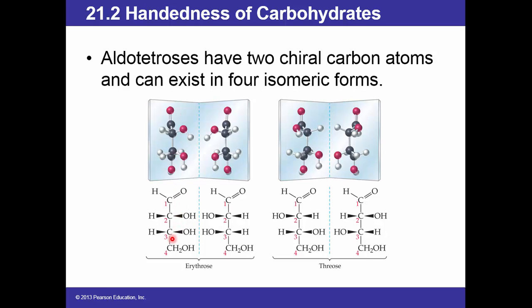Now, when we go to aldotetroses, meaning 4 carbon sugars, they have 2 chiral carbon atoms and can exist in 4 isomeric forms. Look here, we have erythrose. It has 2 chiral carbons, as you can see. Again, to assign configuration for erythrose, we look at the highest numbered chiral carbon. We look at the OH; it is to the right, so this is D. And its mirror image, with OH to the left, is L. So we have 2 non-superimposable mirror image isomers called enantiomers. The same for threose. Here you see OH to the right is D and OH to the left is L.